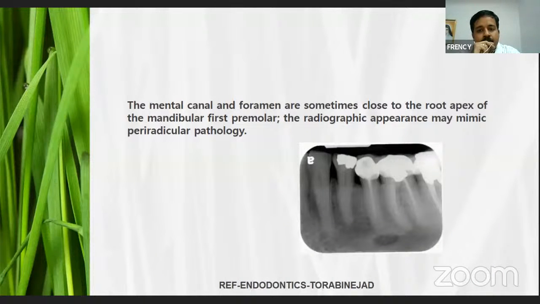And sometimes the normal anatomical landmarks may mimic a periapical lesion. You can look for the widening of the periodontal ligament and also check the vitality. If it is a vital tooth, it may not be a lesion of endodontic origin. And also use a tube shift technique. And if the lesion changes its position, it may not be a lesion of endodontic origin.